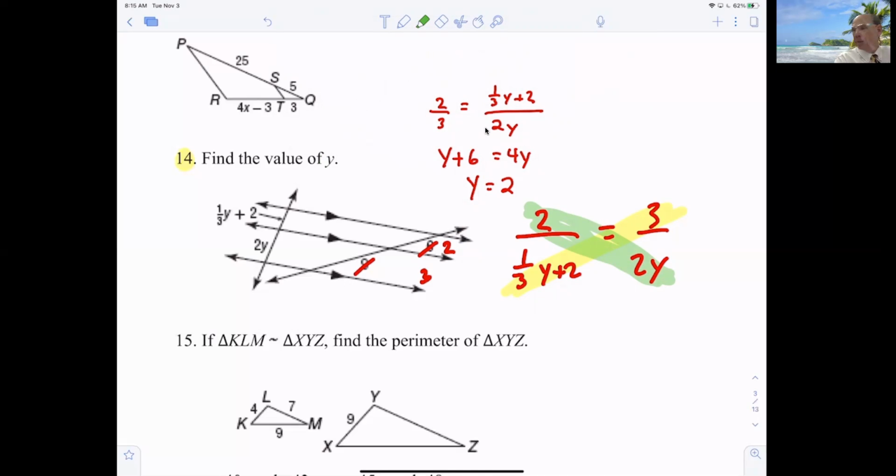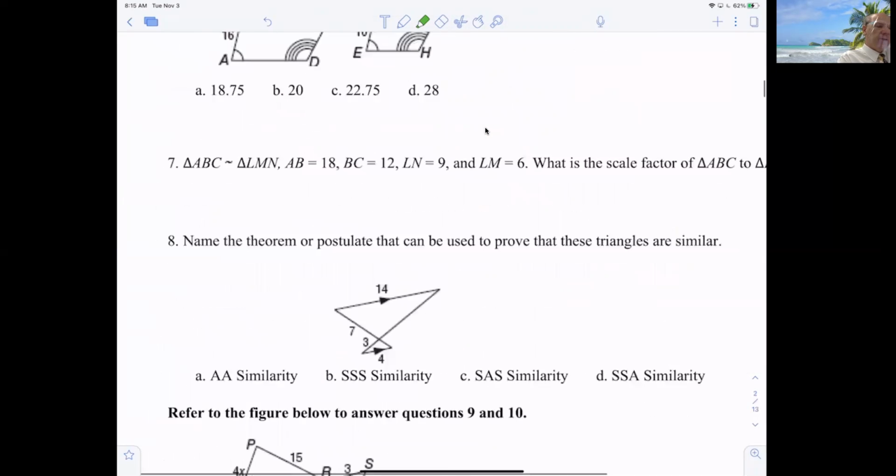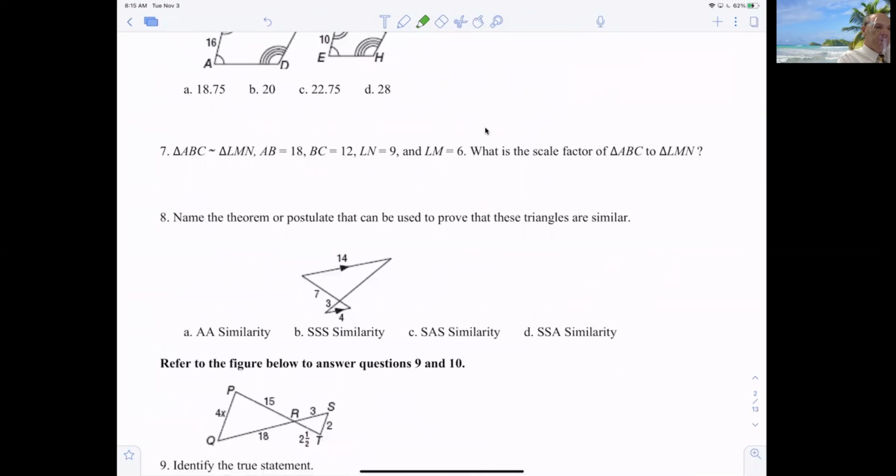Okay, can you do number 7? Let's try. Oh, while you guys are behind, number 7. What's the scale factor of ABC to LMN? Well, AB corresponds to what? LM, right? So can't I just say, since they're asking me ABC, that would be 18 to, and AB corresponds to what? So I find what LM is. Okay, I was just wondering what the scale. 3-to-1. Right?